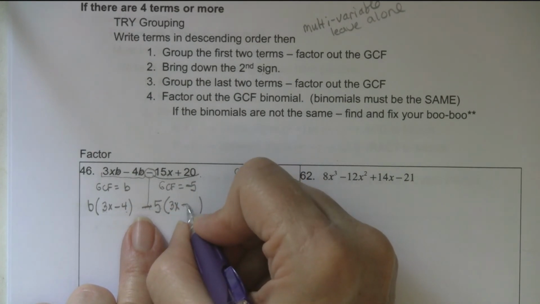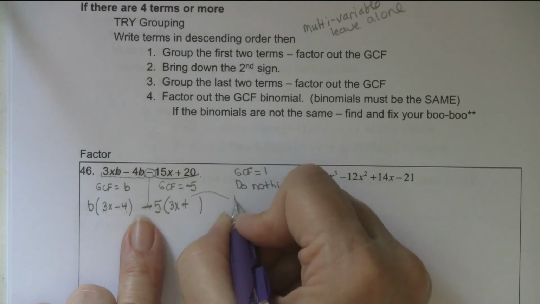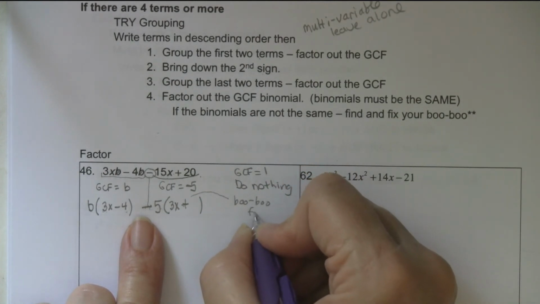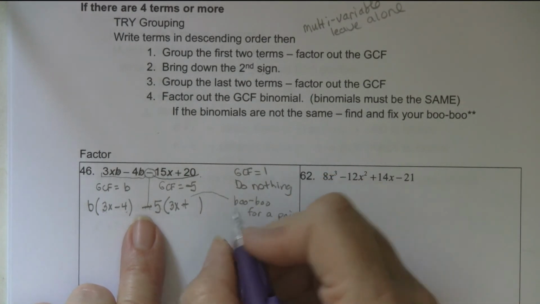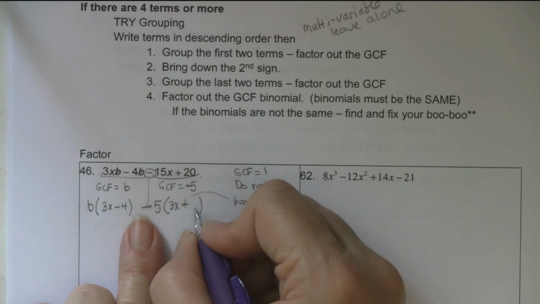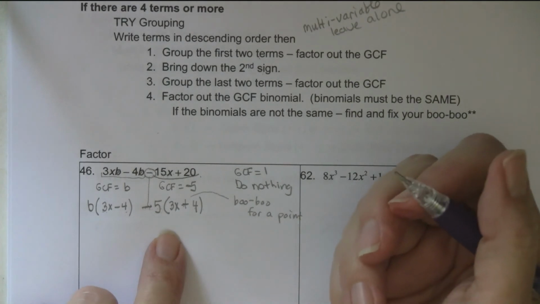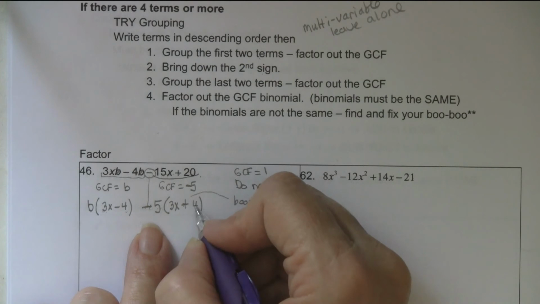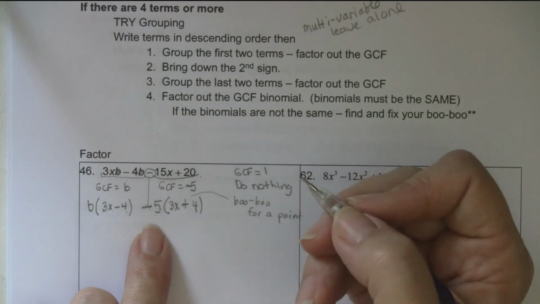Yeah, a negative. And the most common boo-boo is to put a positive here. And so I know that I'm making a boo-boo, I'm making a boo-boo for a point, to make a point for conversation. And then 5 times what is 20? 5 times 4 is 20. So it is a boo-boo to put a 4 there, because when you multiply this times this, you don't get positive 20, you get negative 20, right?